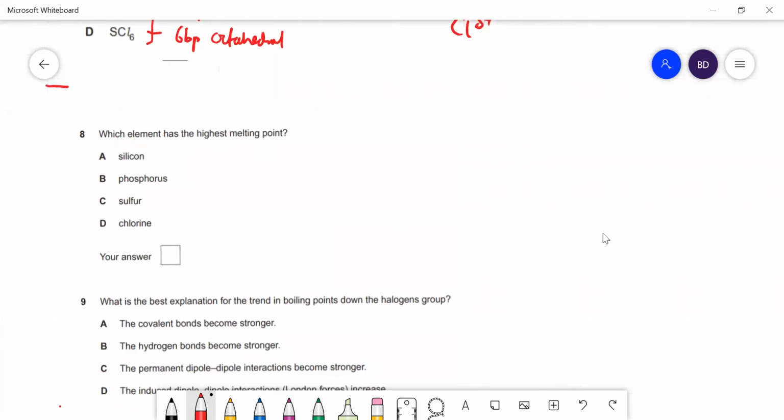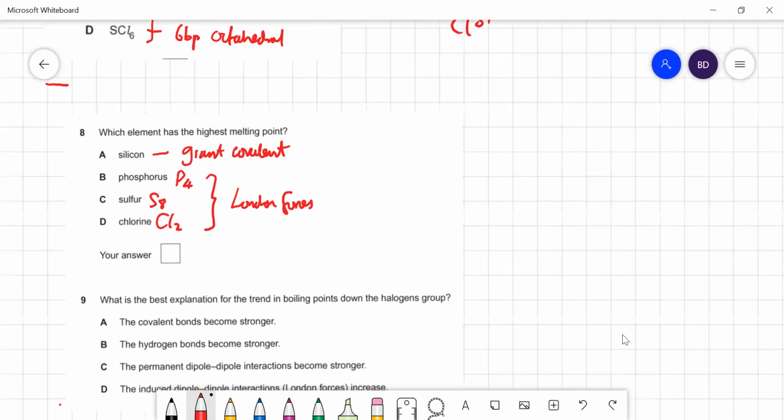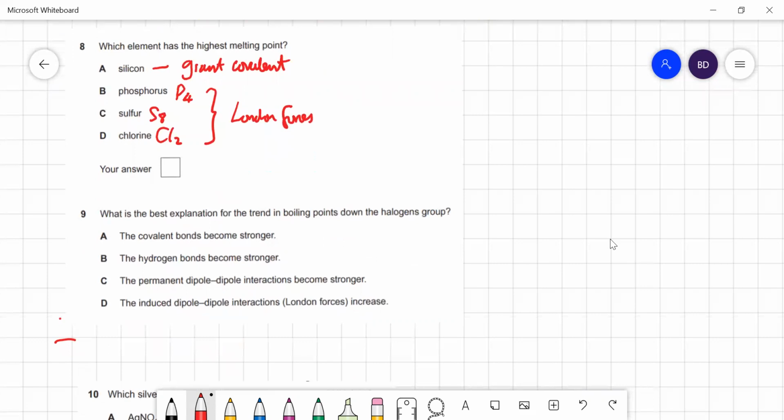Which element has the highest melting point? Well, phosphorus, sulfur and chlorine all exist as small molecules. If you remember, it's P4 molecules. Sulfur goes around as S8 molecules. Chlorine is Cl2 molecules. So all you're going to get there is London forces between them, and pretty weak. So they're going to have low melting points. But silicon, you probably remember, is a giant covalent structure, very similar to diamond, each silicon forming 4 covalent bonds. Okay, so A is the answer there.